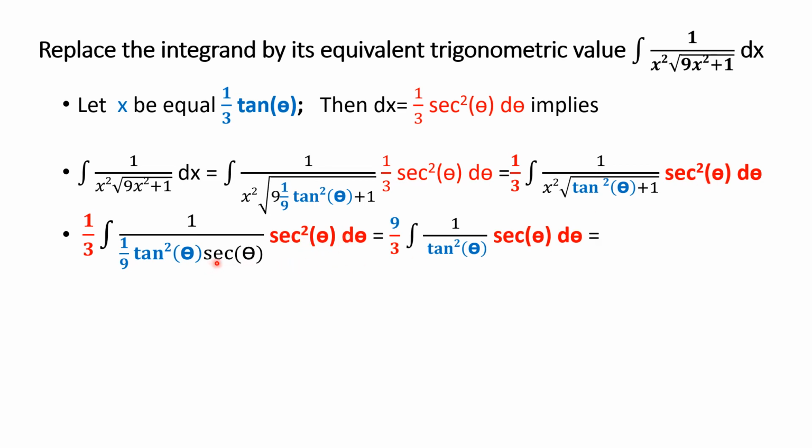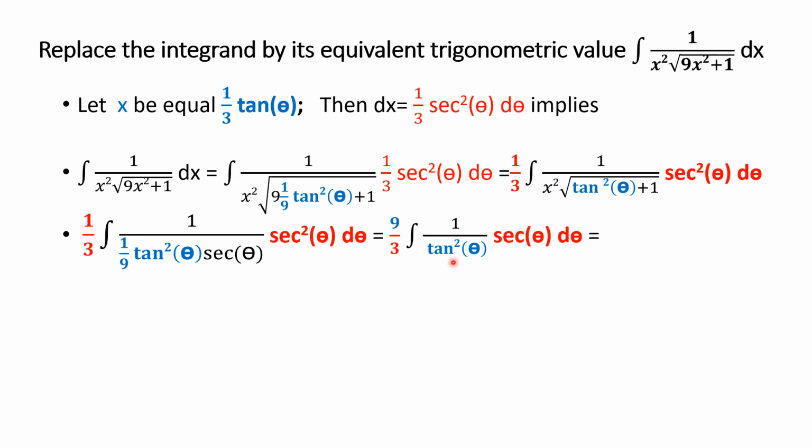Now we can see that we can cancel one of the sec from the numerator. So the denominator will cancel sec of theta. So we will have only just sec theta. You can see we have sec theta here and no sec theta in the denominator, just sec theta in the numerator, because this is sec square theta. So we have 9 over 3 integration of 1 divided by tan square of theta multiplied by sec of theta d theta.